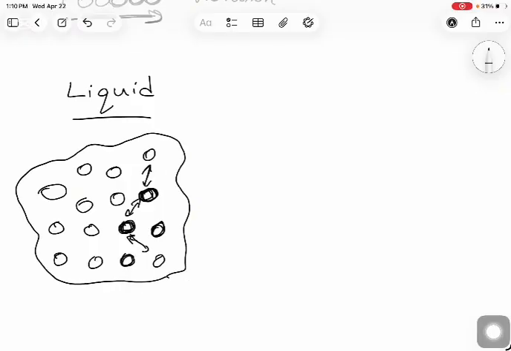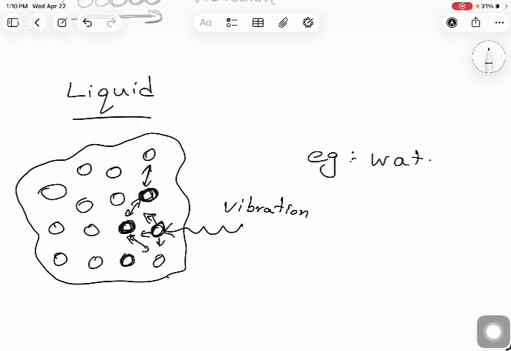So what happens here when we apply vibration to liquid? It can vibrate and the particles can also move. Because of this movement, liquid does not have a fixed shape, so it only takes the shape of the container. As examples of liquids, water, milk, oil.